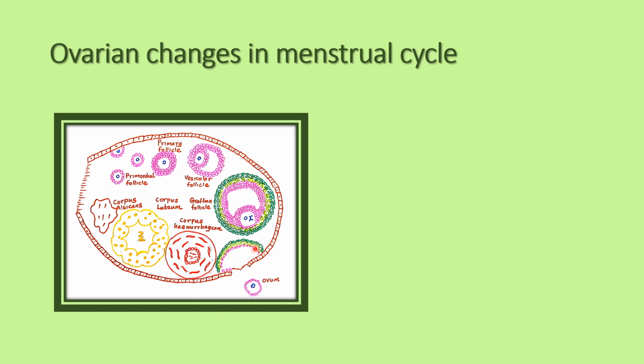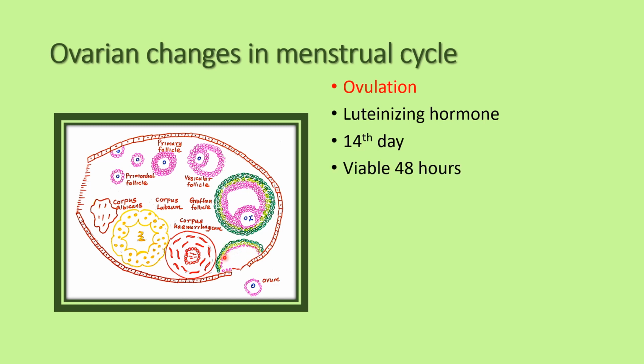On the 14th day of the menstrual cycle, ovulation occurs. Ovulation is influenced by the luteinizing hormone. On the 14th day, the ovum is released from the ruptured Graafian follicle. The ovum enters the abdominal cavity and is picked up by the fallopian tube. It enters the fallopian tube. Fertilization mainly occurs in the fallopian tube. The ovum is viable for 48 hours.